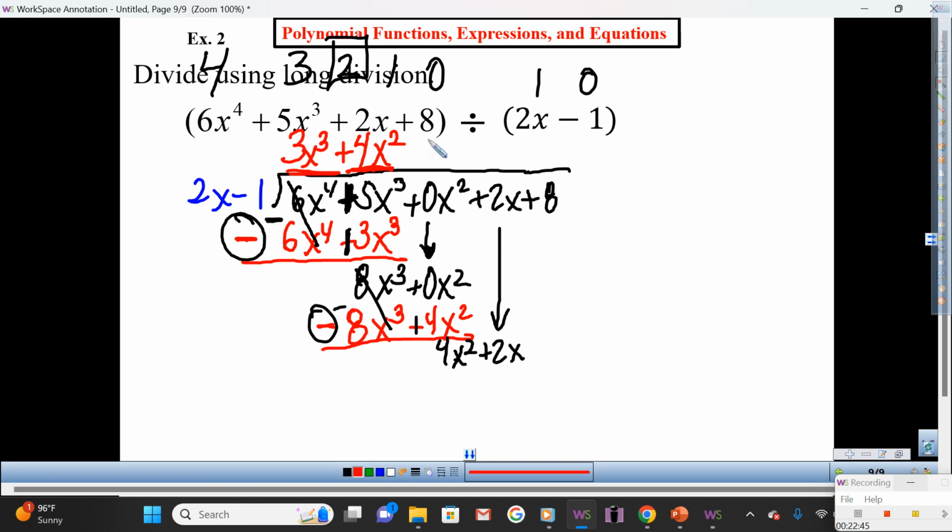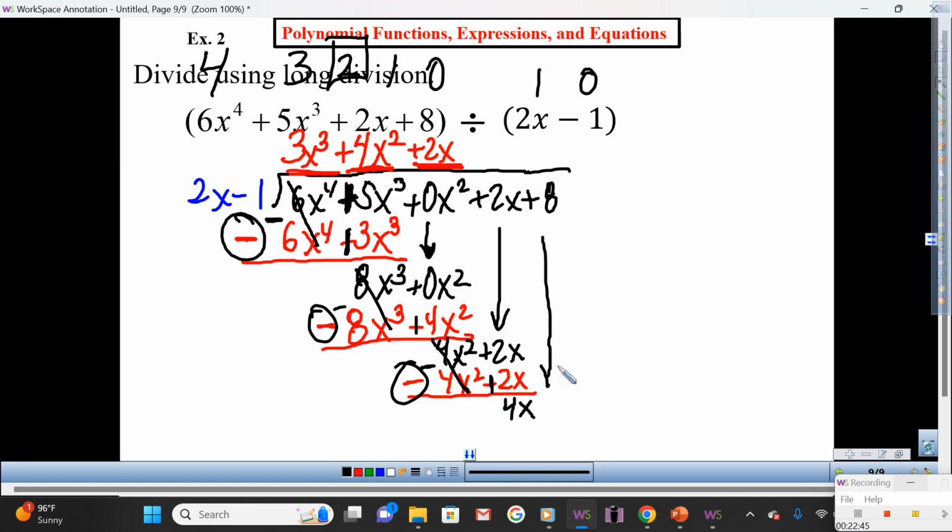What number times 2x gives us 4x squared? What is that number, Danny? Plus 2x. So 2x times 2x is 4x squared. 2x times negative 1 is negative 2x. Subtract, which means we distribute this negative here and here. That means this cancels, and we're left with what? 4x. So far, so good, yes?